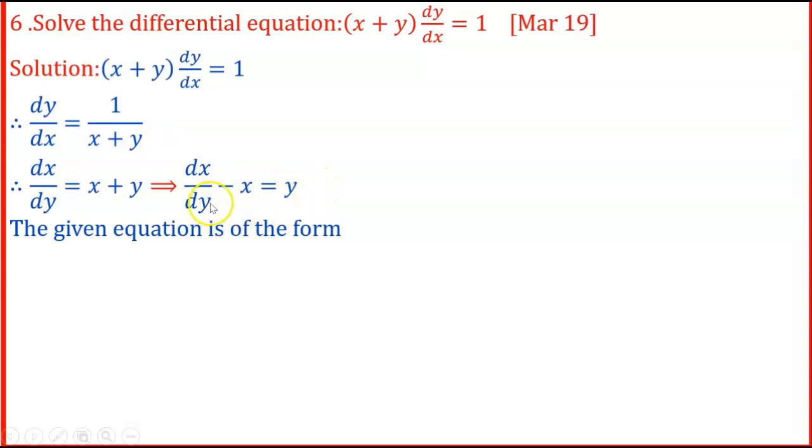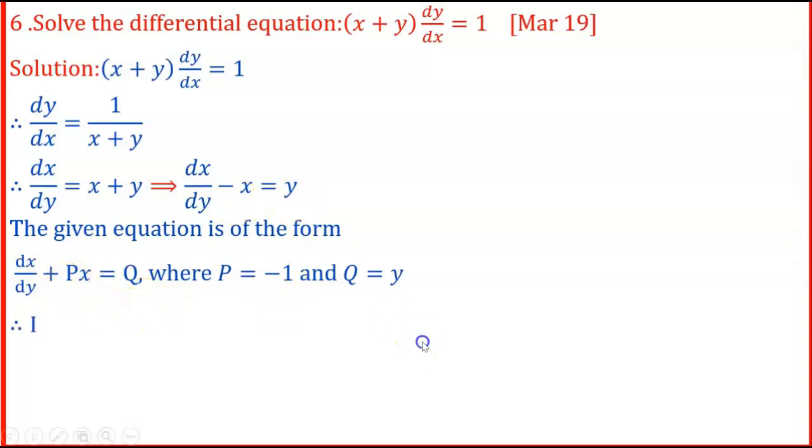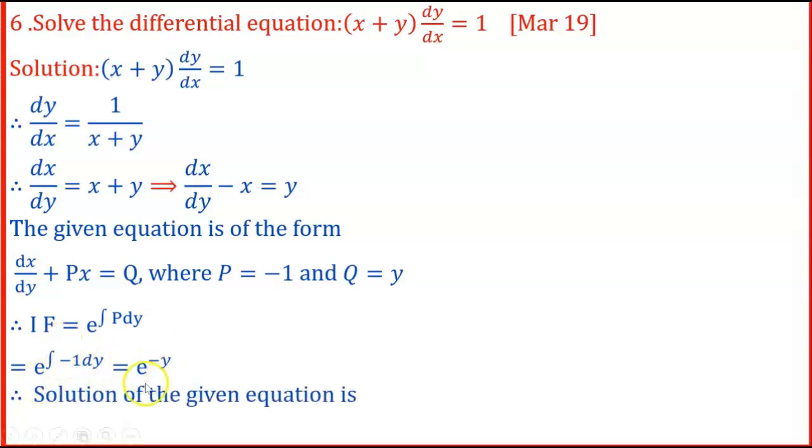Now here the variable is y. This equation is of the form dx/dy + Px = Q. Here the value of P is −1, Q is y. Therefore the integrating factor is e^(∫P dy), that is e^(∫−1 dy) = e^(−y). Therefore the solution of the given equation is x times IF equals the integral of Q times IF dy + c.